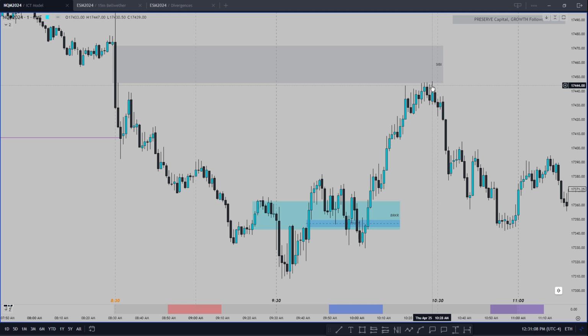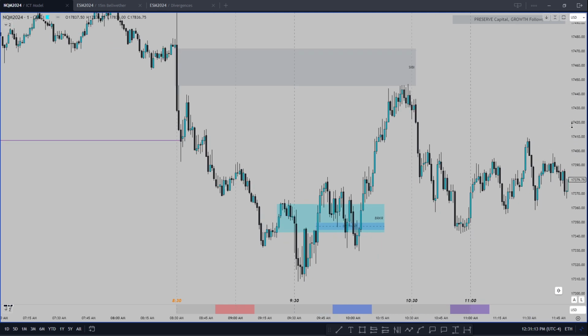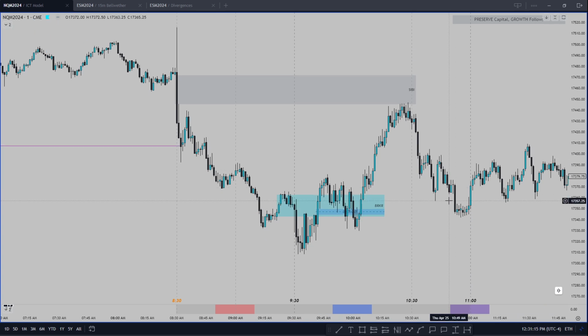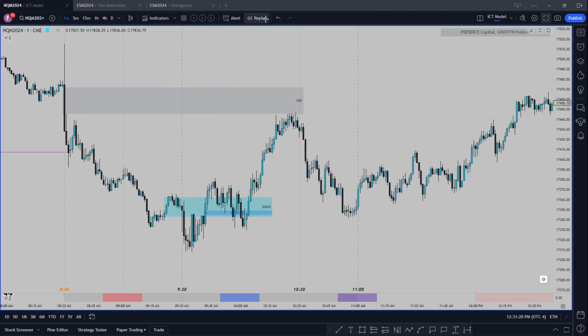Right at 10:28, so 2 minutes off of the time element there. And make sure you're going in and screenshotting these charts. If you're going to use it in Notion, I would say just use the replay mode.